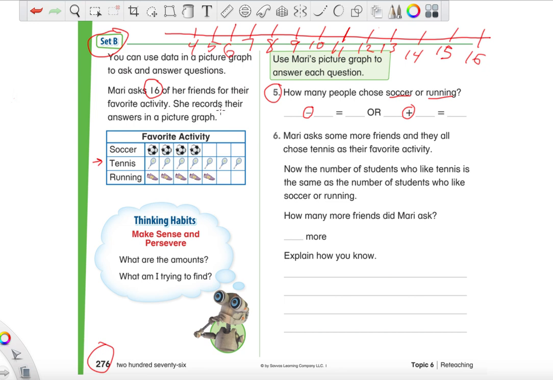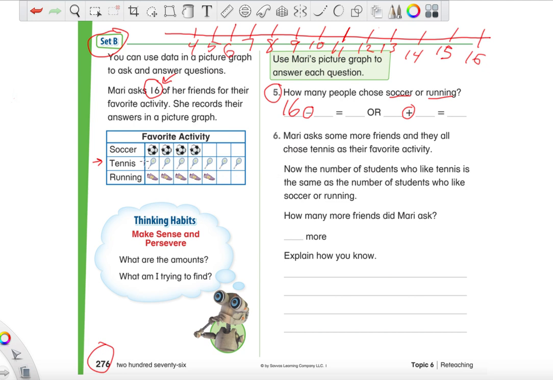First, we've got to think how many friends voted total, meaning every single vote here. How many people is that? Well, we already read it in the story. It's right here. It's 16. So 16 people voted altogether. That is the total number of people that voted for any sport.